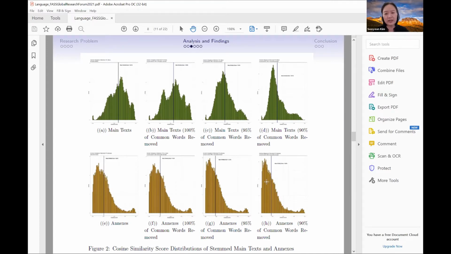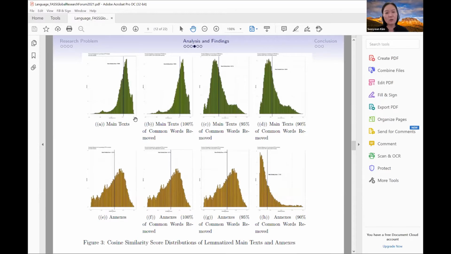Now the results get more interesting, and I think harder to interpret, once we lemmatize the texts. And probably for some of it, we need to look back at the lemmatization.